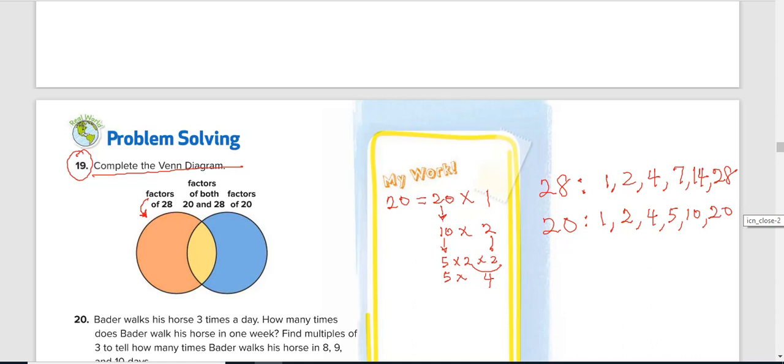So yeah, factors of both 20 and 28. Let's look at what numbers are the same here. 1 is the same, 2 is the same number, there is 4 in 28, there is 4 in 20, and that is all. So for both we have 1, 2, and 4. Separately, for 28 there are 7, 14, and 28 itself, and for 20 we have 5, 10, and 20.